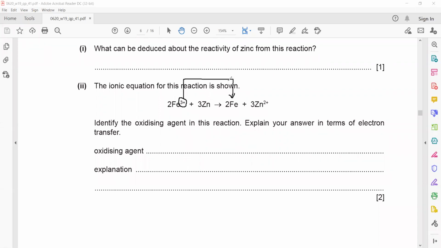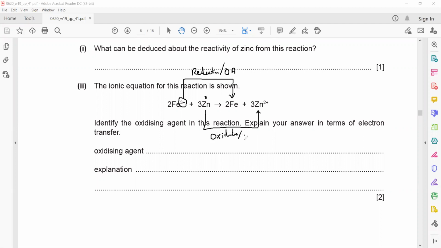And for zinc, it is 0, it becomes +2, so there is an increase in charge, so we call that change oxidation. And as this oxidation happens, zinc is acting like a reducing agent or reductant. So in the question they're asking, identify a substance which is the oxidizing agent. So the oxidizing agent is the iron 3 ion.